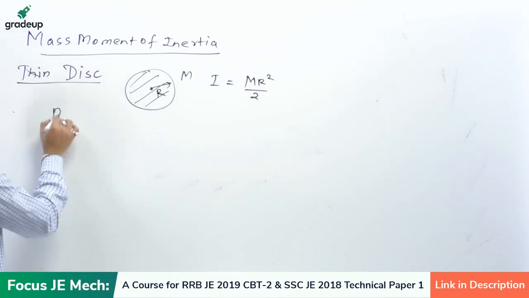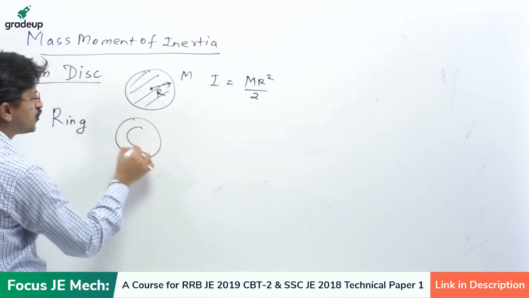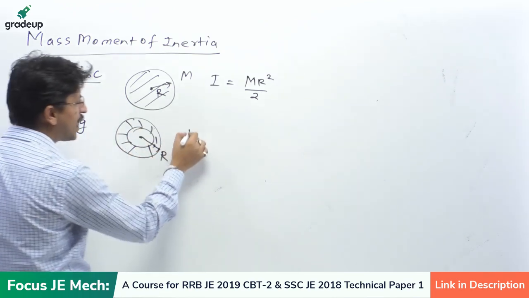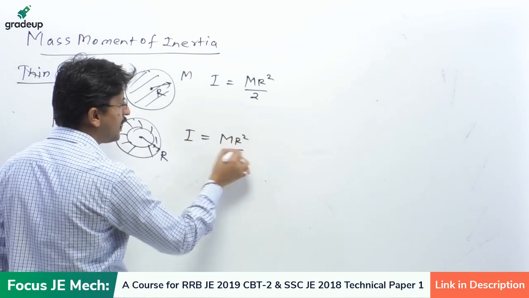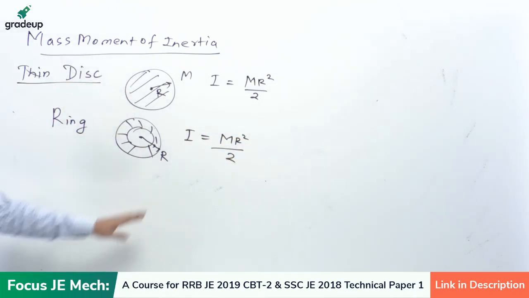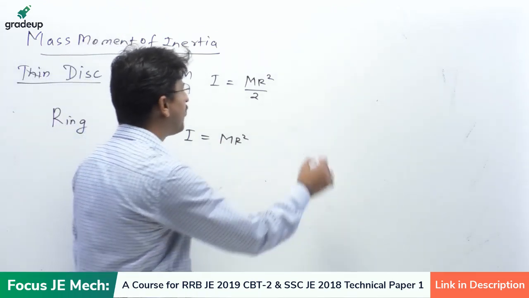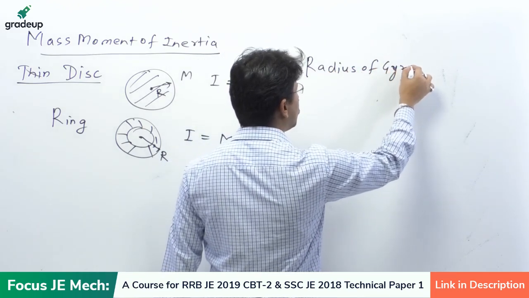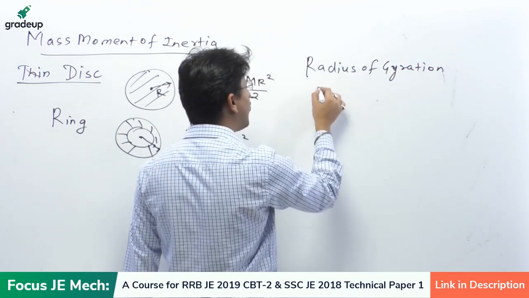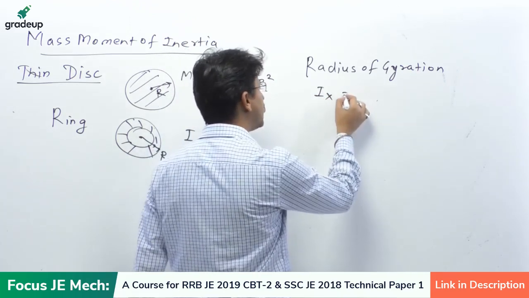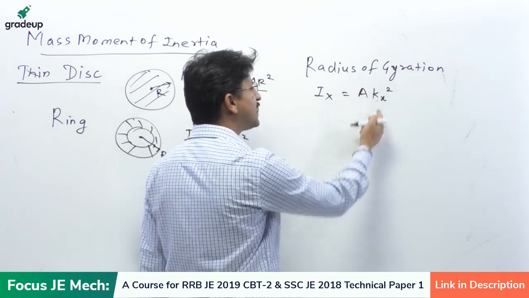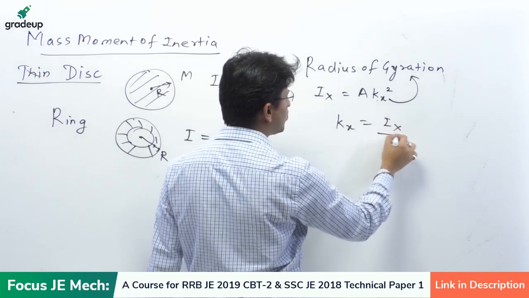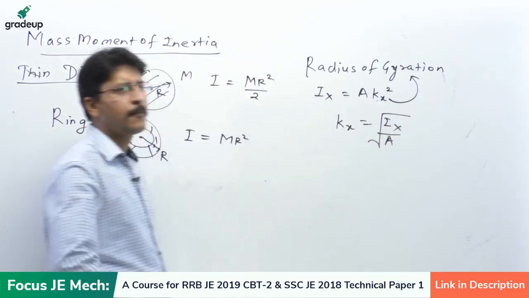And if it is a ring, ring is of this shape. If this is having the radius as r, so I will be equal to mr square. Clear? And we have one more thing that is known as your radius of gyration. That is simply, if we are taking the moment of inertia about the x-axis, so that is equal to A kx square, where kx becomes your radius of gyration, and we can write this as kx is equal to root of Ix divided by A. Clear?